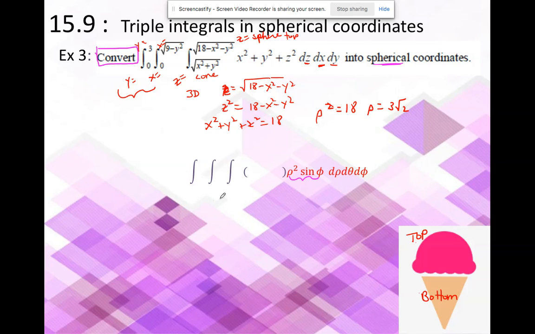So z is going to start at 0, sorry, rho is going to start at 0, and rho is going to go to 3 root 2.